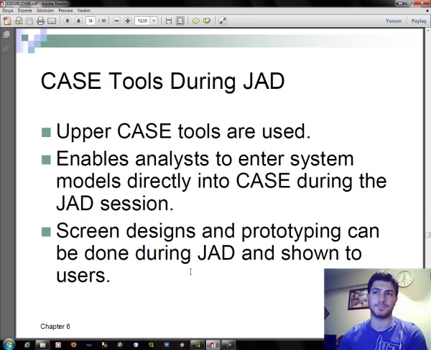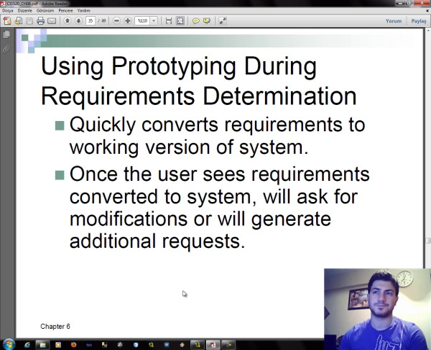CASE tools during JAD. Upper CASE tools are used. This enables analysts to enter system models directly into CASE during the JAD session. Screen designs and prototyping can be done during JAD and shown to users.